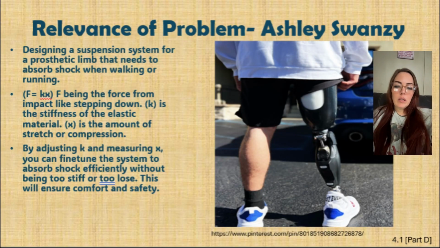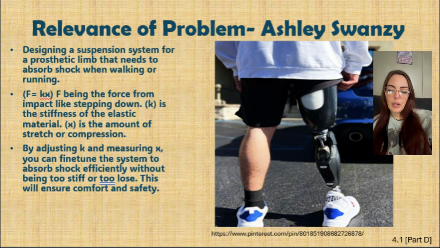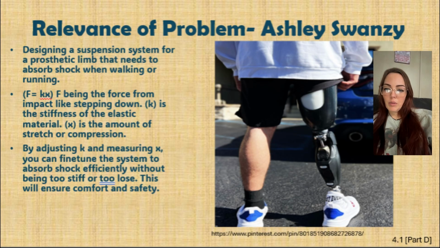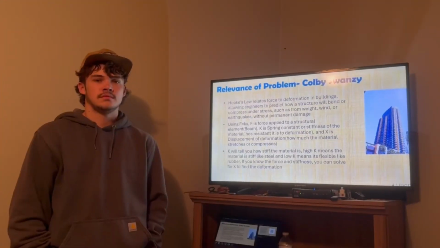Designing a suspension system for a prosthetic limb that needs to absorb shock when walking or running is the problem that I chose. You would be using Hooke's Law, with F being the force from impact, like stepping down, K being the stiffness of the elastic material, and X being the amount of stretch or compression. By adjusting K and measuring X, you can fine-tune the system to absorb shock efficiently without it being too stiff or too loose. This will ensure comfort and safety.